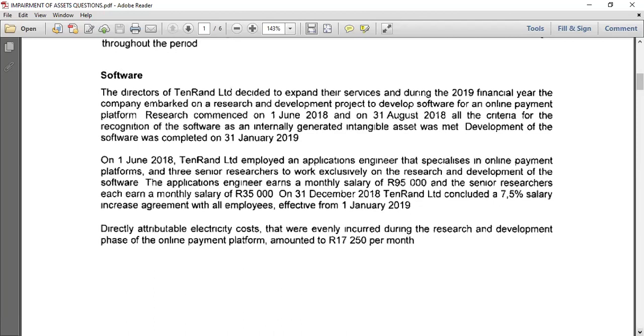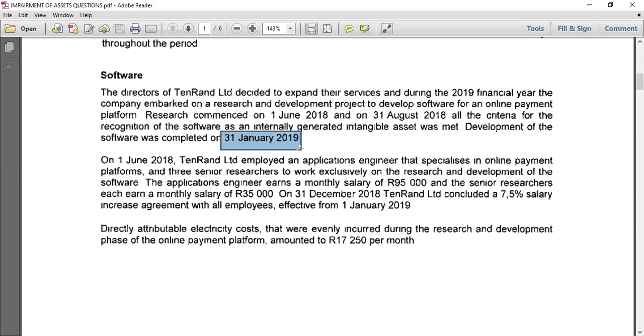Right. The day that all criteria is met, that's when we start to recognize the intangible asset. So our intangible asset will be recognized as from 31 August 2018. So all costs incurred before 31 August 2018 will be taken as an expense, research cost, and we will only include in the intangible asset the costs that were incurred from 31 August. Right. Development of the software was completed on 31 January. The day that it is completed and available for use, that's the last day that we're going to capitalize costs.